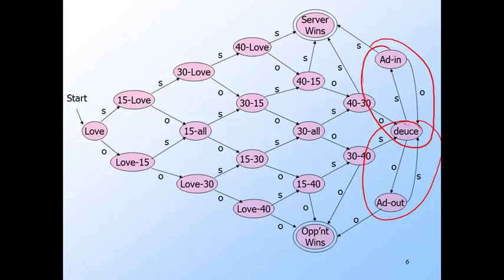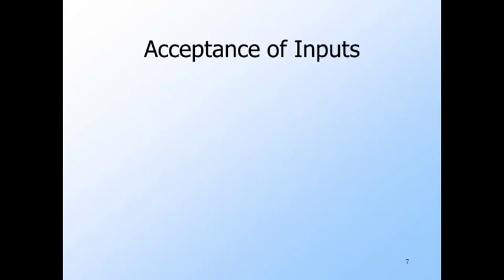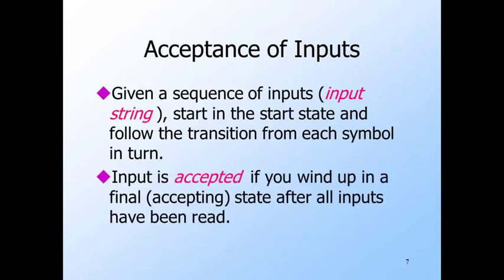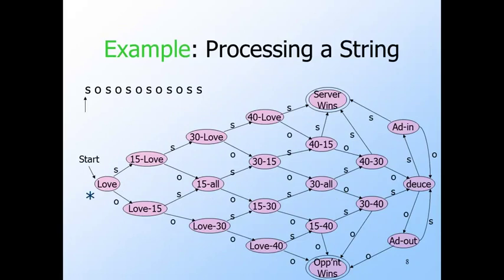The job of an automaton is to process strings of input symbols, or input strings. We always begin at the start state and we read each input symbol in order. For each input symbol, we follow the transition from the state we are in to discover what the new state is. We accept the string if we wind up in a final state after processing the entire input. Here is an example. Here is our input string.